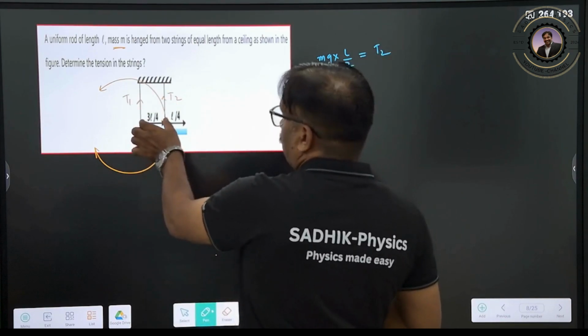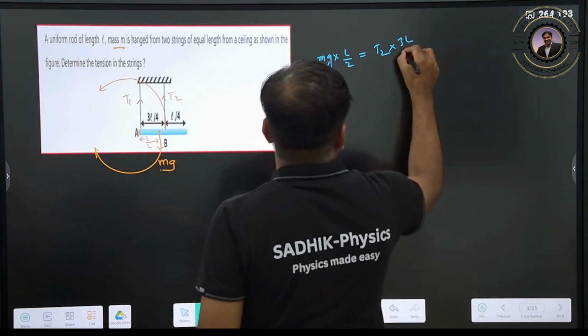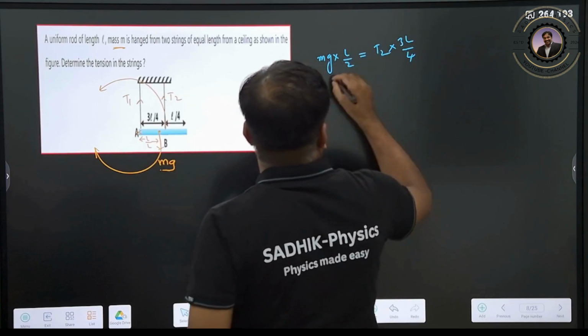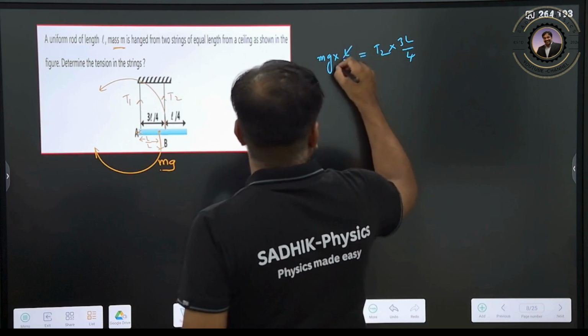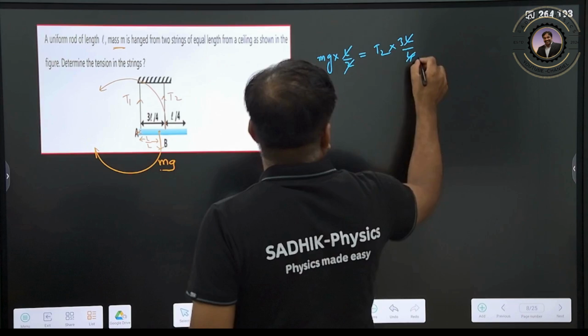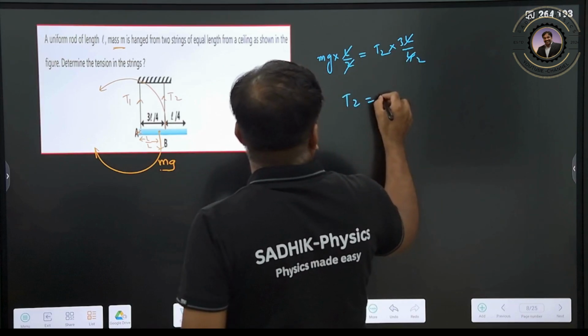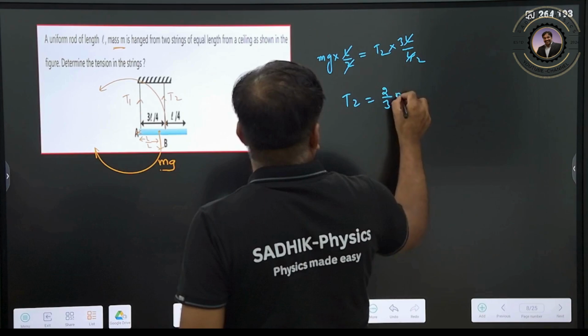so where is the distance now? 3L by 4, that is 3L by 4. So therefore L and L get cancelled, it is 2. Therefore T2 will be equal to 2 by 3 mg.